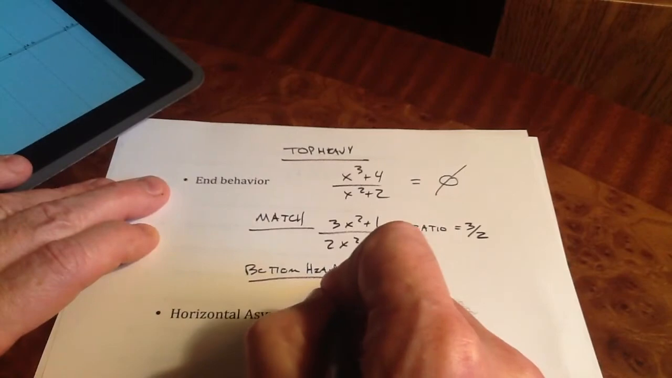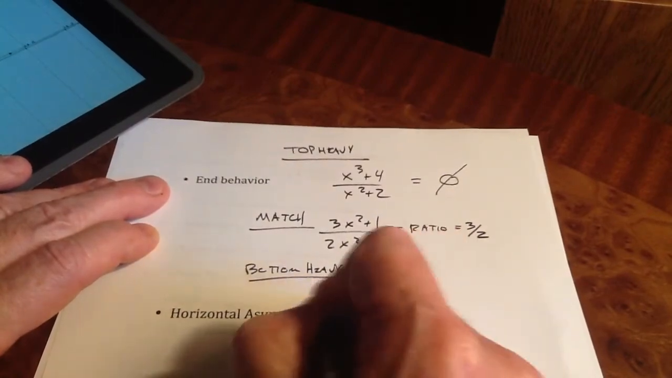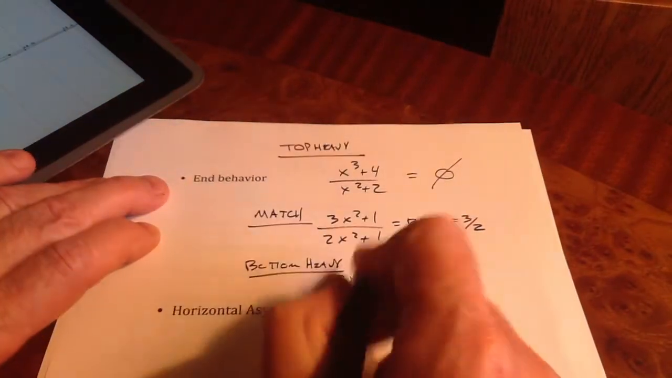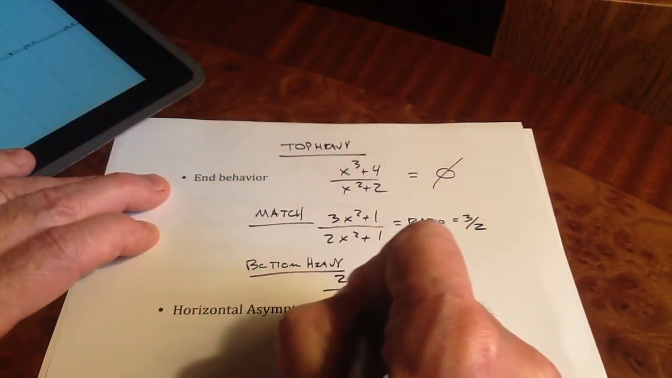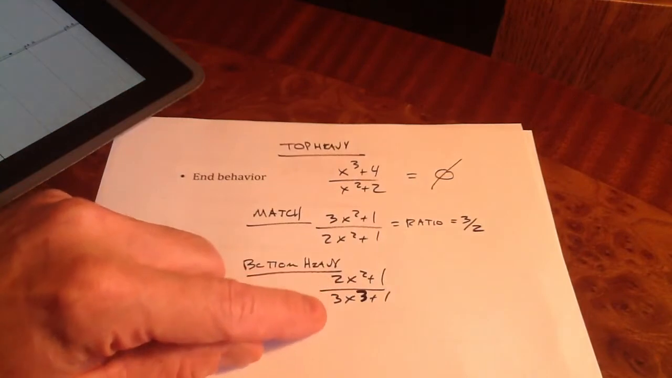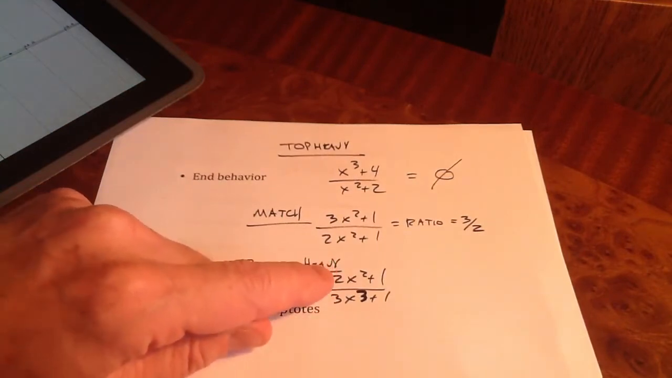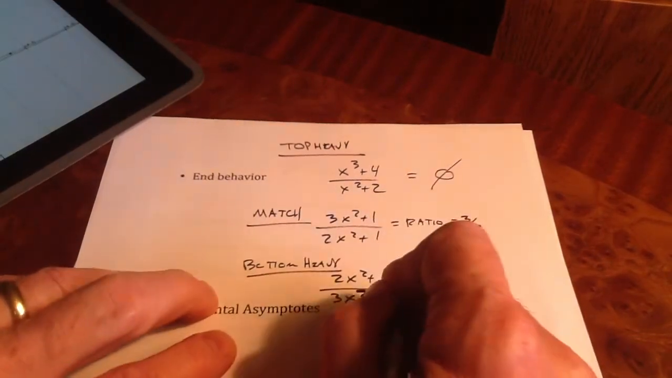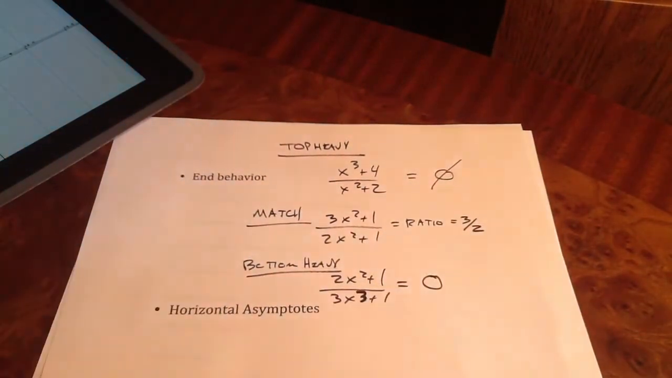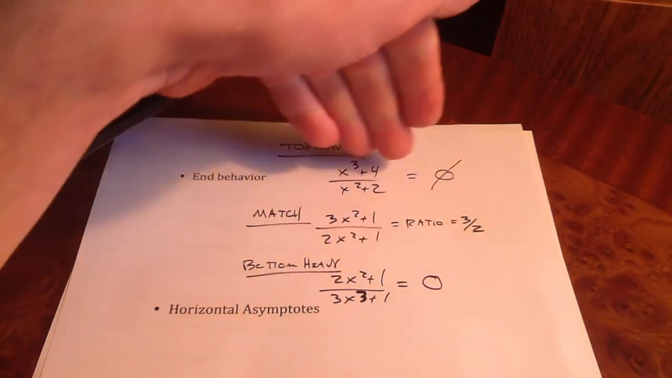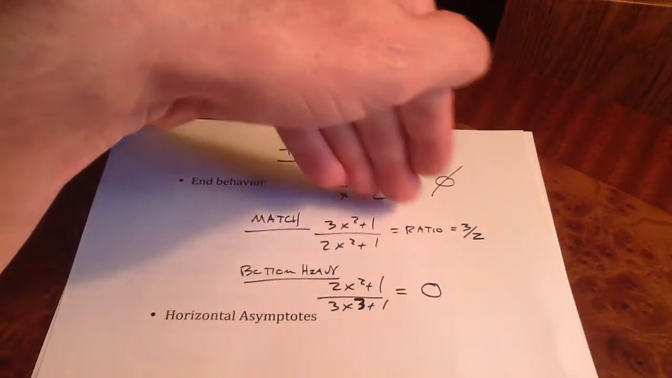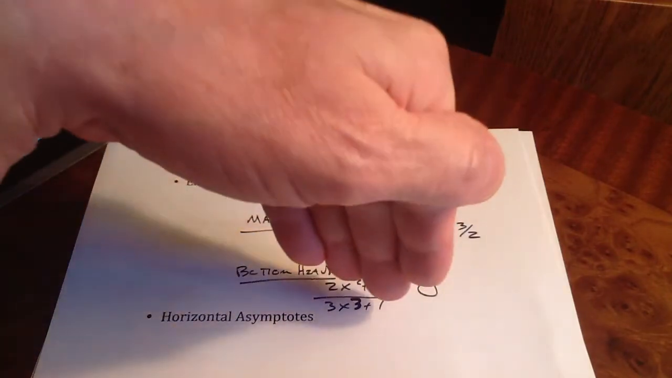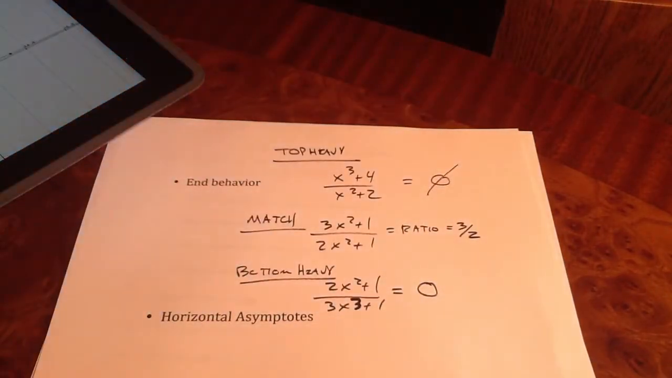And we can actually just flip that one right over: 2x squared plus 1 over 3x squared plus 1. Oh, excuse me, let's do cubed here. So now we have the bottom bigger than the top. That's bottom heavy. And whenever it's bottom heavy, the asymptote is 0. Okay, so there are three cases. There's no asymptote, there's a horizontal asymptote in a match situation, and then there's an asymptote of 0. Those are the only three possibilities.